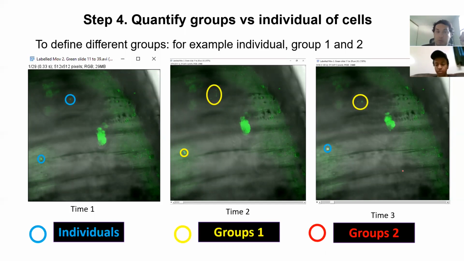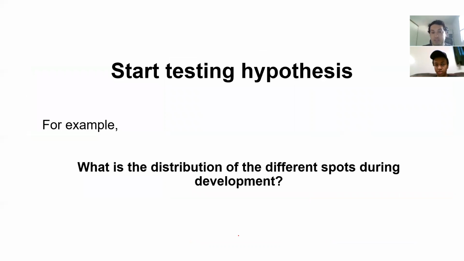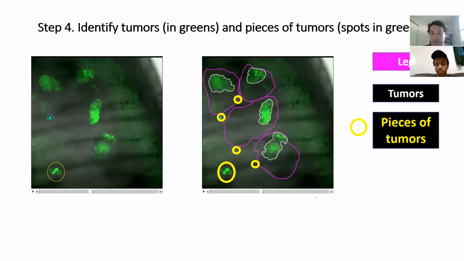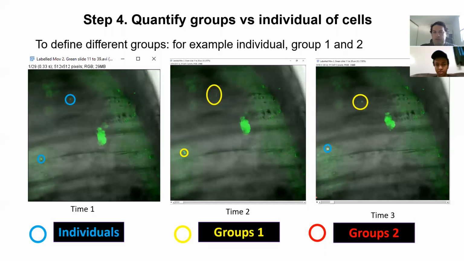So one of these questions that I wanted to propose is the distribution of these different spots, and we can do spatial and temporal. Let's start first with temporal. So we can quantify groups of individuals and groups of cells. Slowly, you will start proposing your own hypotheses. I just generate this hypothesis and these groups based on what I see.